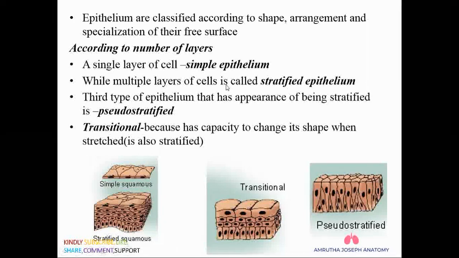Next type is stratified epithelium. Stratified epithelium, as the name suggests, has got stratification. In the sense, it has got more than one layer. This epithelium is stratified epithelium. There is a single layer initially which is resting on the basement membrane, but the cells above it are not going to rest on the basement membrane. They are resting on these cells. Look at the other cells. They are resting on these cells. So these are multiple layered epithelium or stratified epithelium.